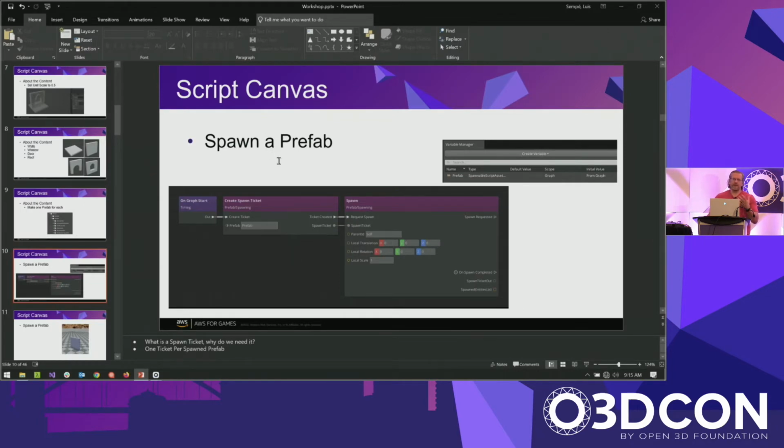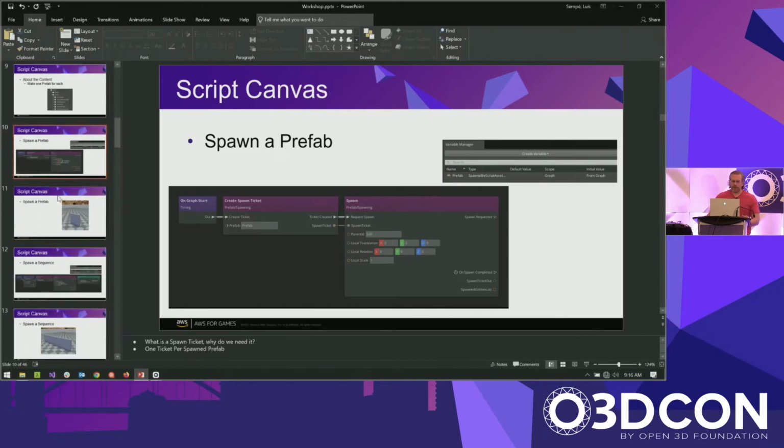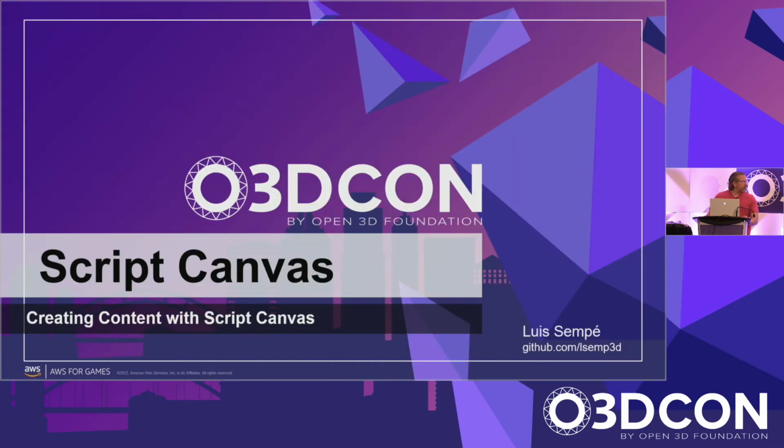That's the minimal code, the minimal graph in Script Canvas you need to spawn something, which, as you can see, it's just 3 nodes, pretty straightforward. But you can complicate it a bit more if you start adding translations or rotations and other parameters, which we're going to do. So, let me go back to that view.